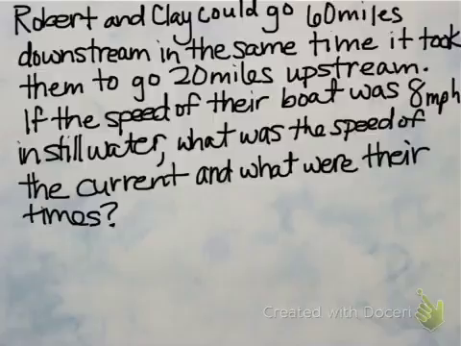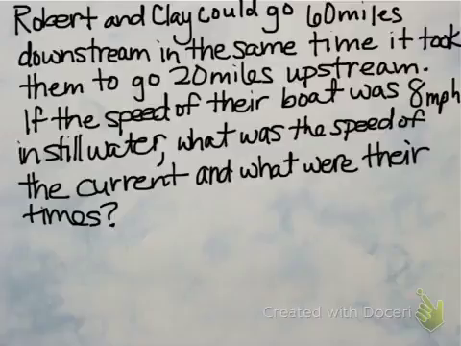Okay, so let's do an example. Robert and Clay could go 60 miles downstream in the same time it took them to go 20 miles upstream. If the speed of their boat was 8 miles per hour in still water, what was the speed of the current and what were their times?